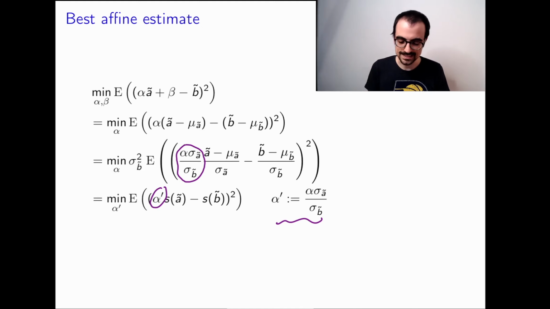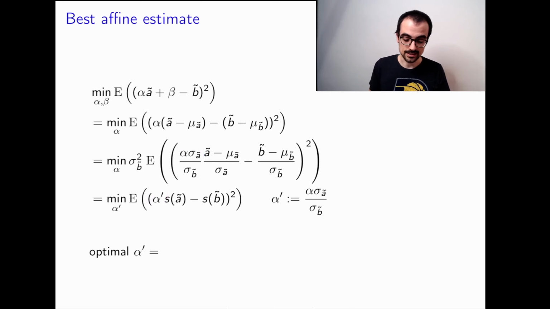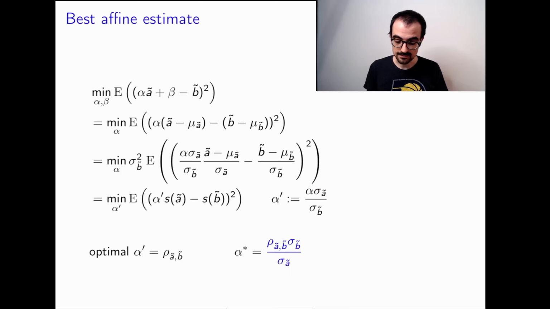We do that. Basically, now we ask ourselves, what is the optimal alpha prime? Well, it's the scaling factor that we need to apply to this standardized random variable in order to approximate this other random variable. What is that equal to? We've seen in the previous video, it's just equal to the correlation coefficient. And now we can obtain the optimal alpha through this change of variable. The optimal alpha is going to be the correlation coefficient, because that's the optimal alpha prime, times sigma B divided by sigma A.